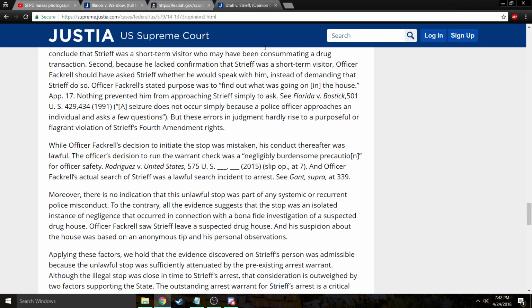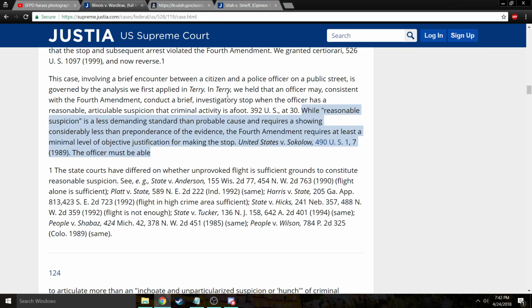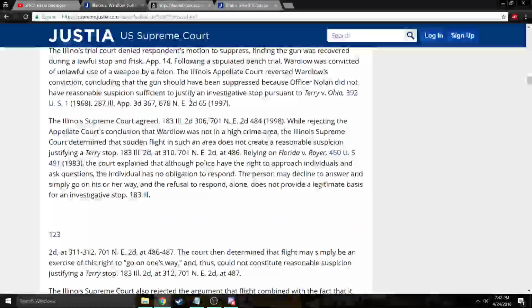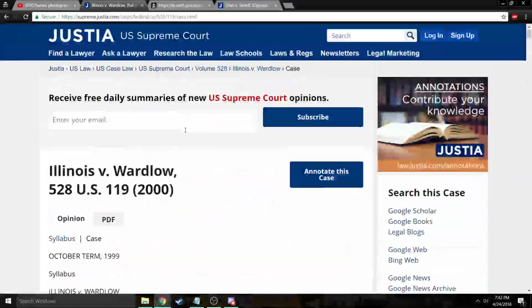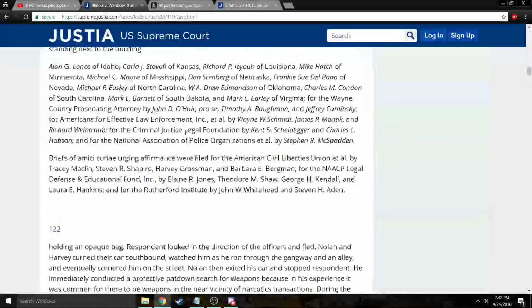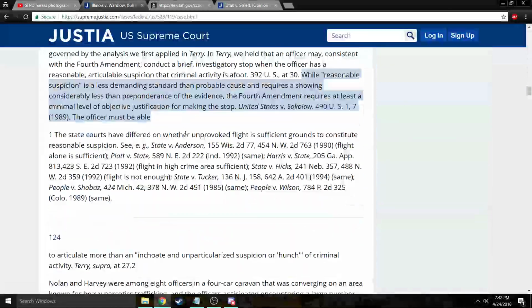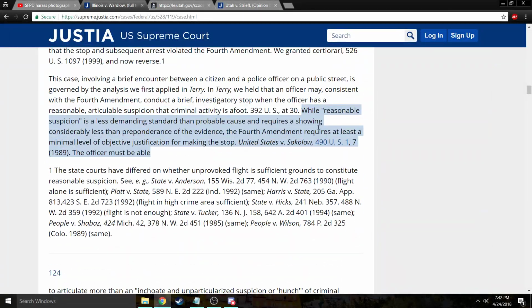Anyway, so in order to get reasonable suspicion, this is Illinois v. Wardlow. Another Supreme Court decision. One I actually like. I think this one was well reasoned. I think it gives people a good guideline into what to look for. But this is old stuff from it. This is just quoting Terry, basically.